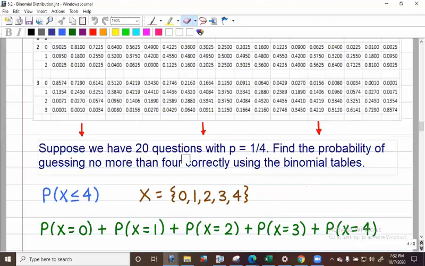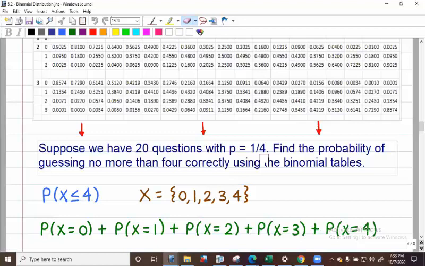Suppose we have 20 questions with a probability of 1/4, so 4 choices. Find the probability of guessing no more than 4 correctly using the binomial table. So what's the probability you get 4 or less right strictly by guessing? And we're going to use the table here.